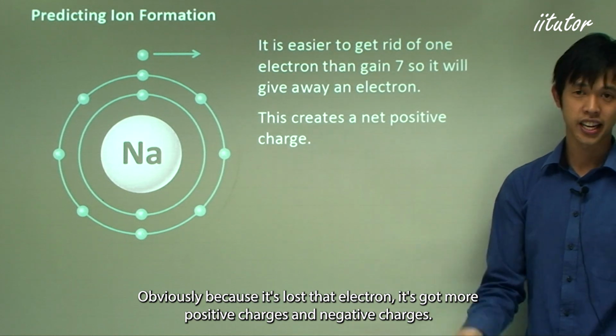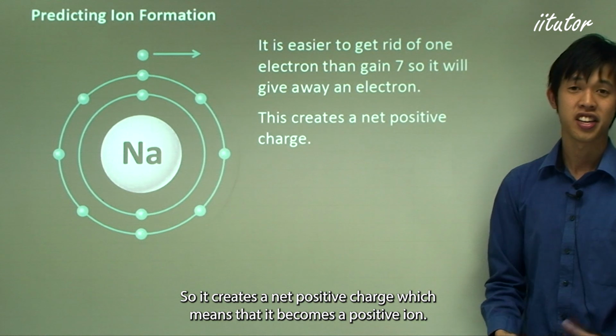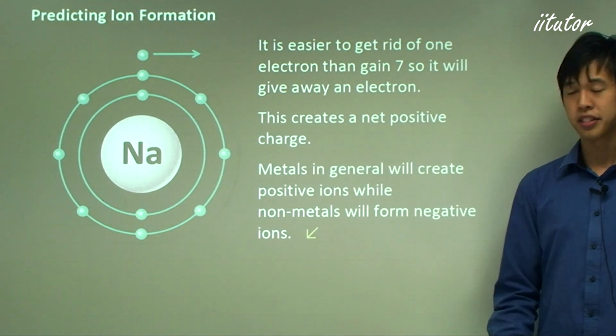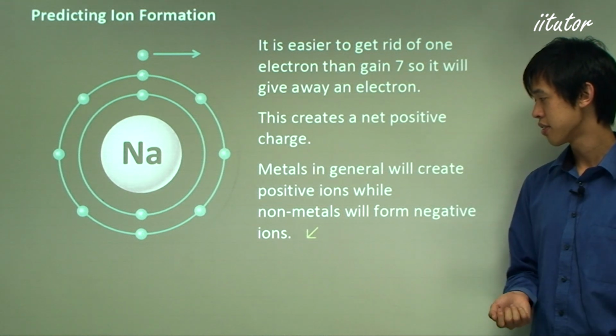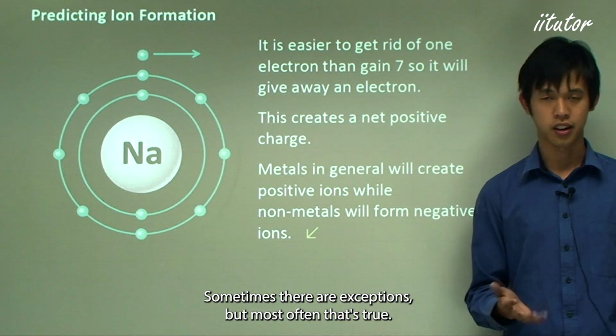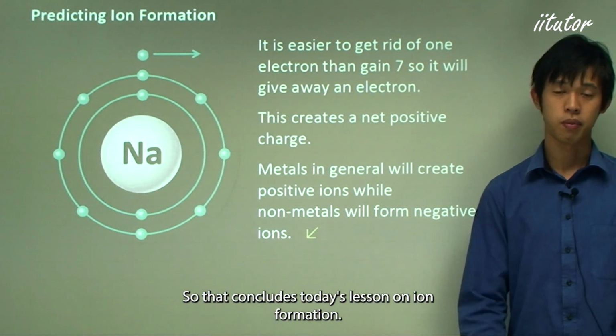And obviously because it's lost that electron, it's got more positive charges than negative charges. So it creates a net positive charge, which means that it becomes a positive ion. Now metals in general will create positive ions, while non-metals will form negative ions. That's in general. Sometimes there are exceptions, but most of the time that's true.